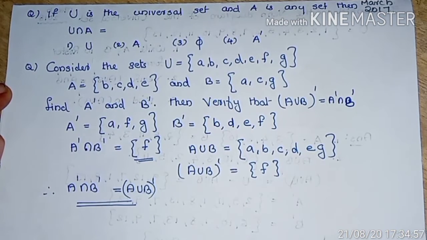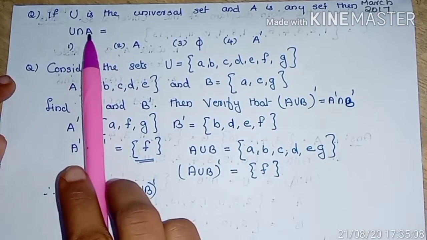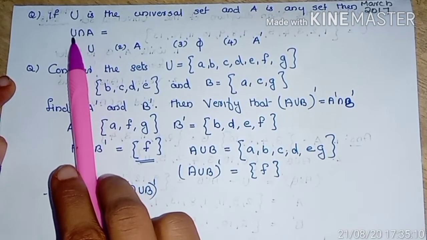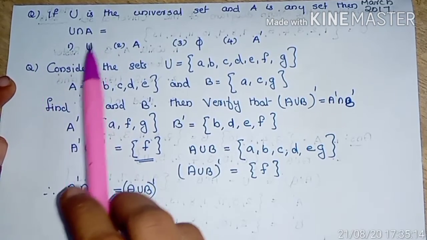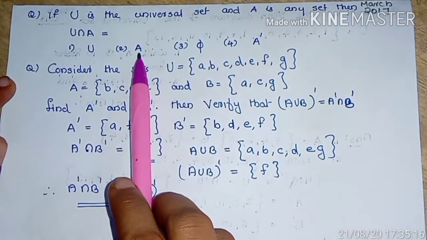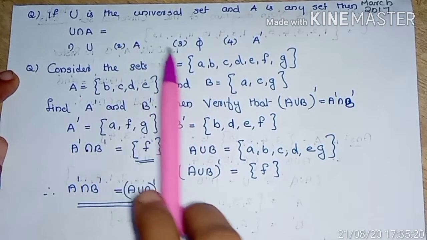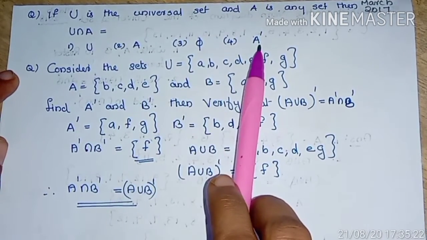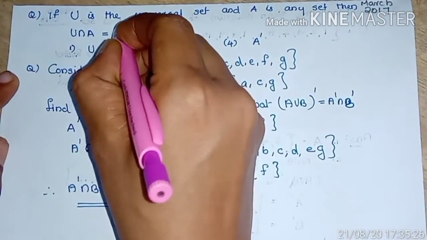Another question, if U is the universal set and A is any set, then U intersection A. What is U intersection A? U is the universal set and A is any set. Then taking the intersection of U and A, what do we get? We know that. So it's very simple. U intersection A is A. The options are given. First one is U, second A, third is A dash. Which is the answer? Second one. Okay. A.